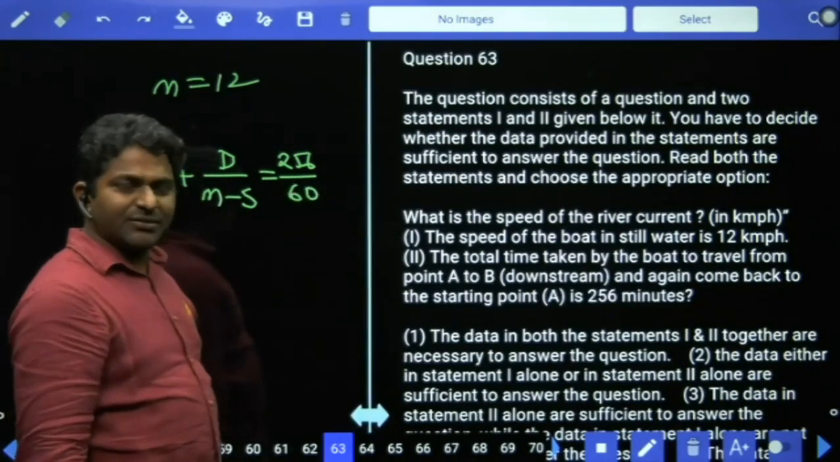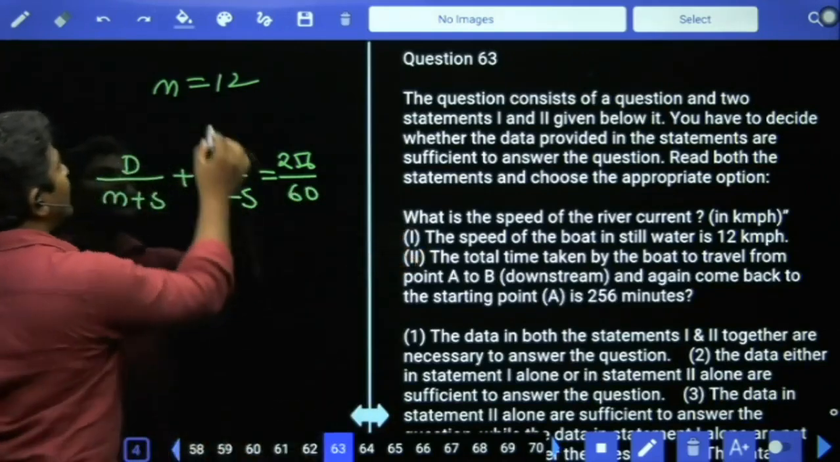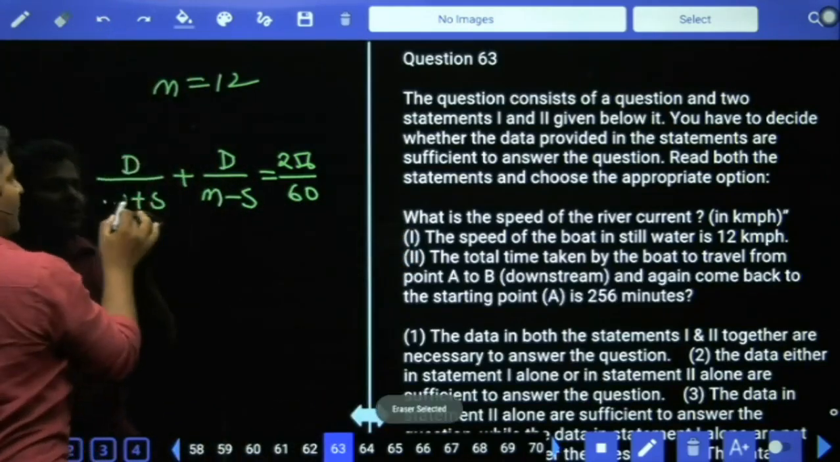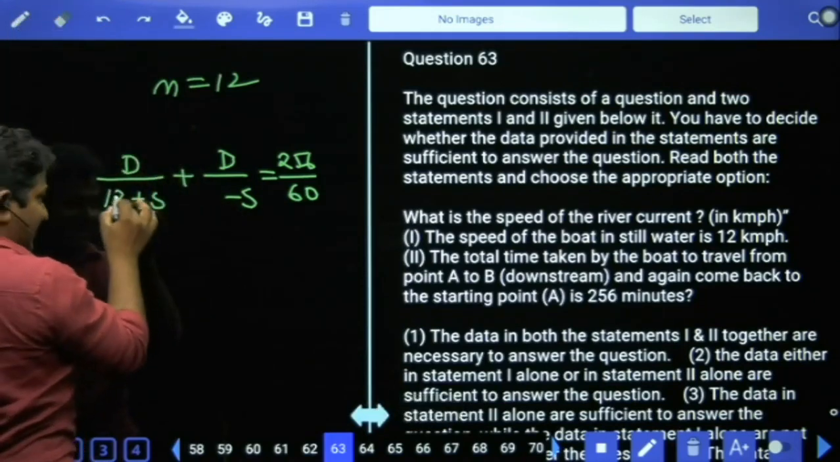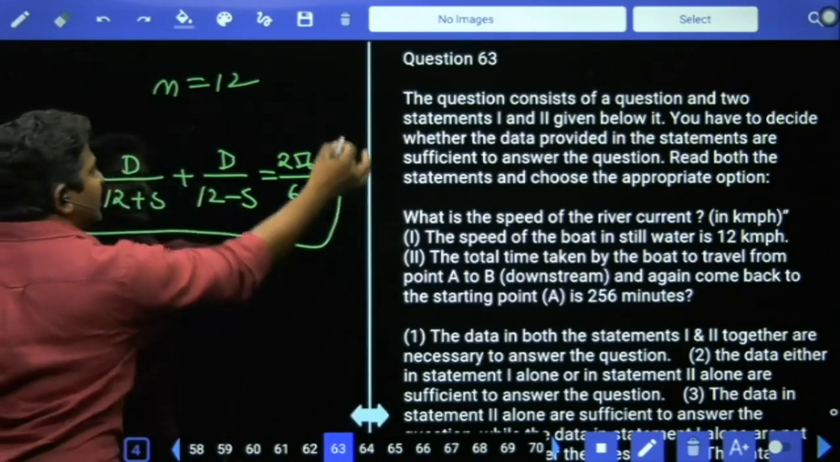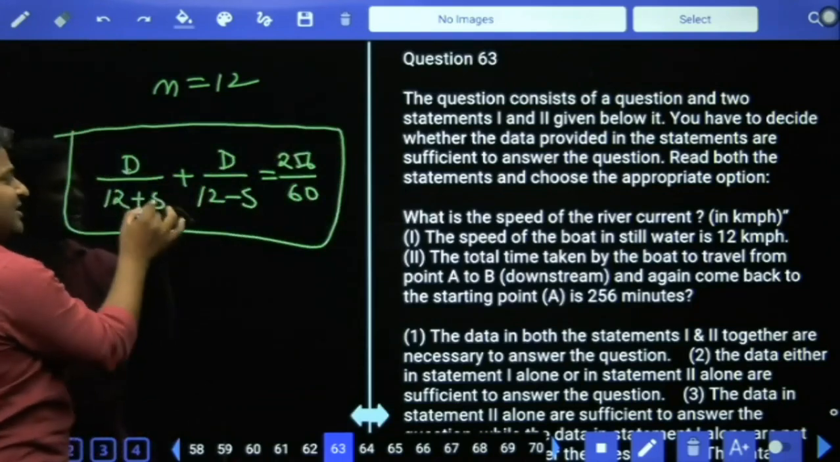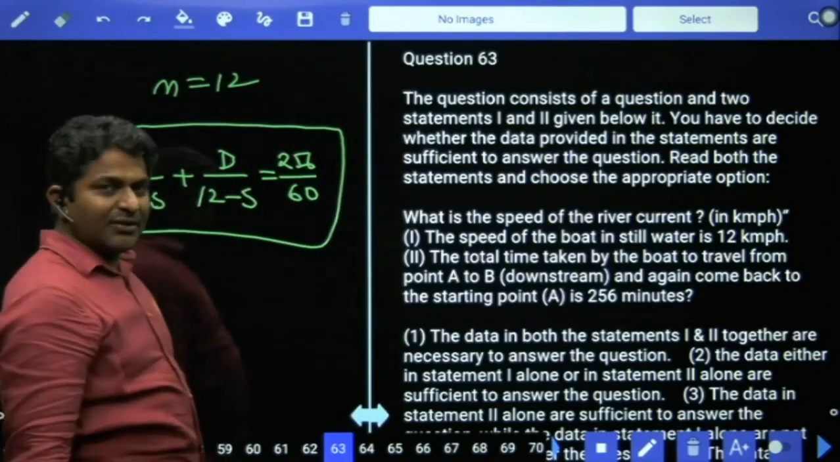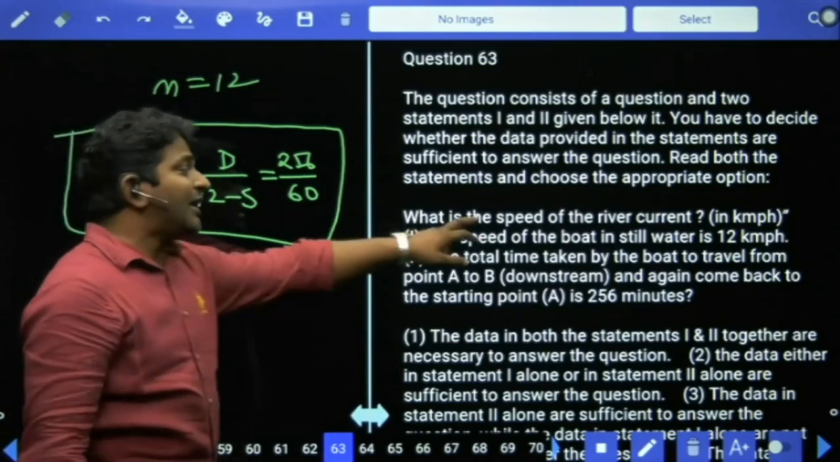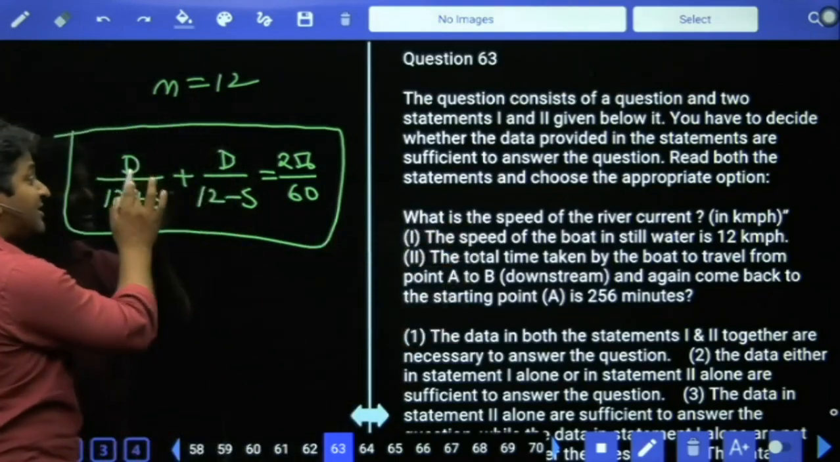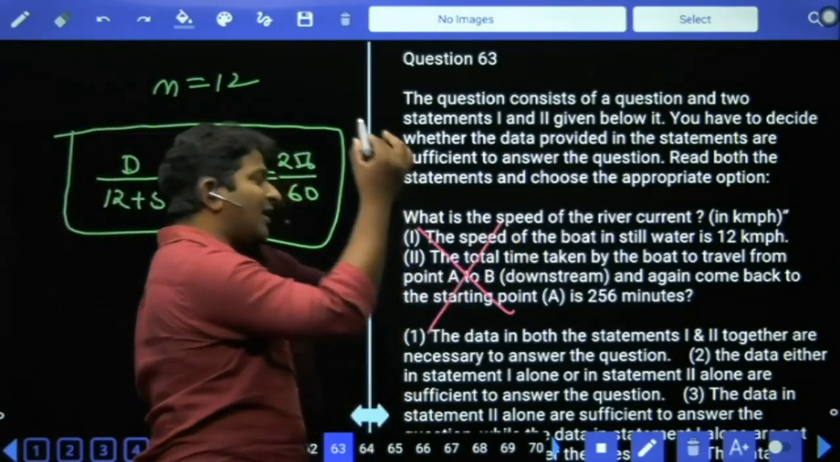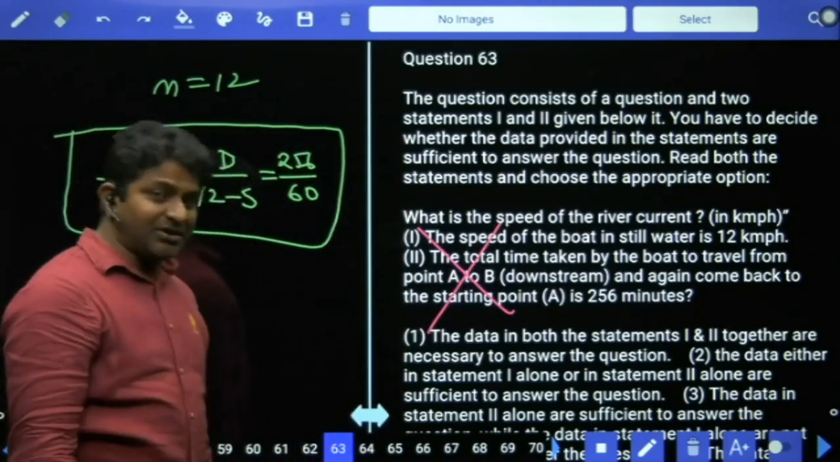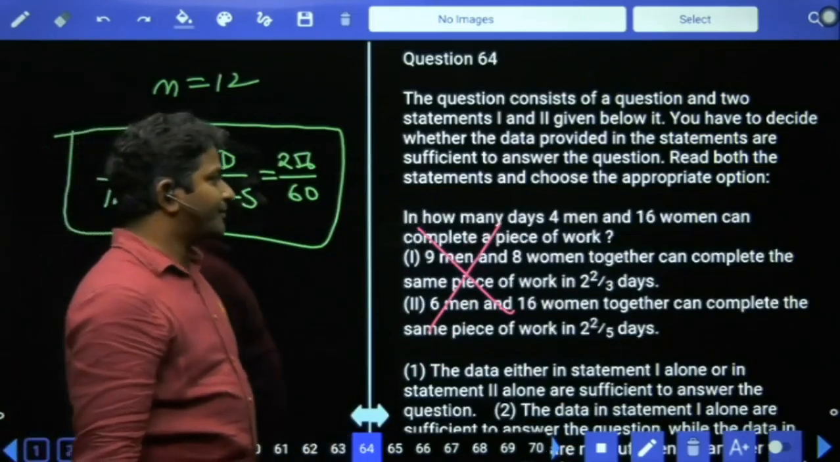2 alone is also not sufficient. If you use 1 and 2, because M is equal to 12, we can replace the M value with 12. But still, in one equation, how many variables are there? D is there and speed is there. Stream speed. When you want to calculate stream speed, you must know how much is the distance. Distance is not mentioned. Hence, both together also not sufficient to answer the question.